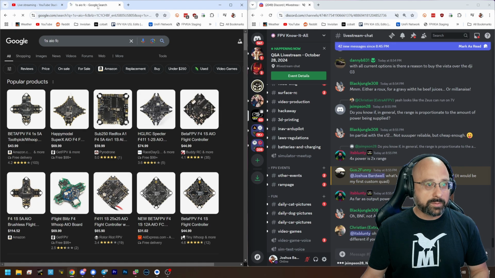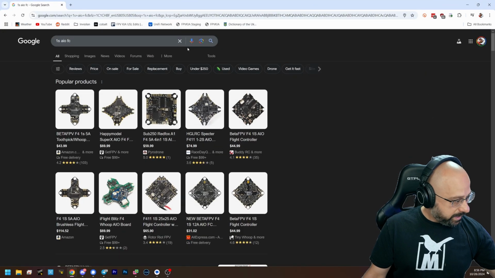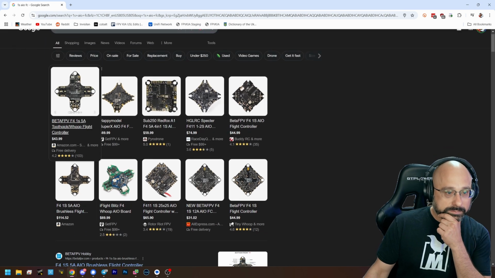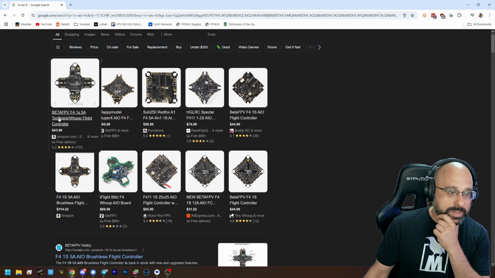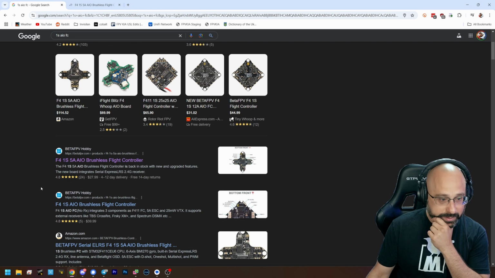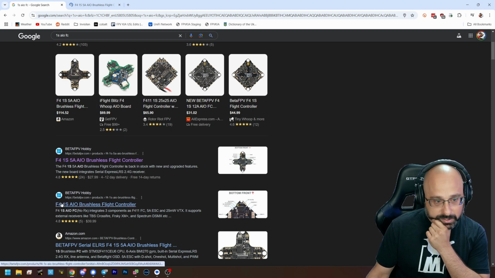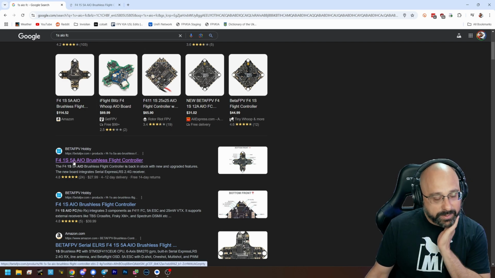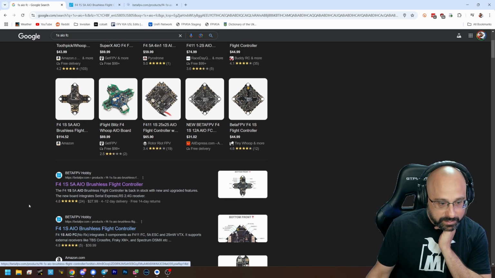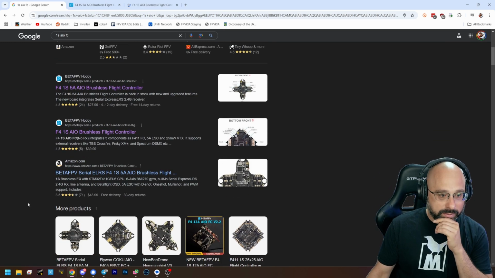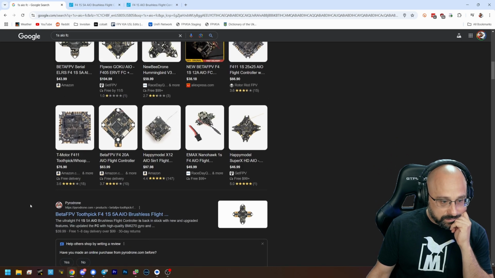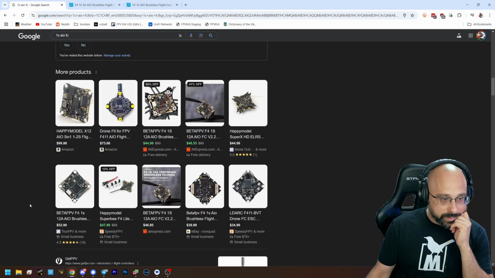One S all-in-one. Beta FPV has one. Yeah, they've always had one. And it's always been inferior to the toothpick, but the toothpick doesn't exist. 5 amp also is a little questionable for a 3-inch toothpick. I would want more like a 12 amp. I would feel better with a 12 amp.